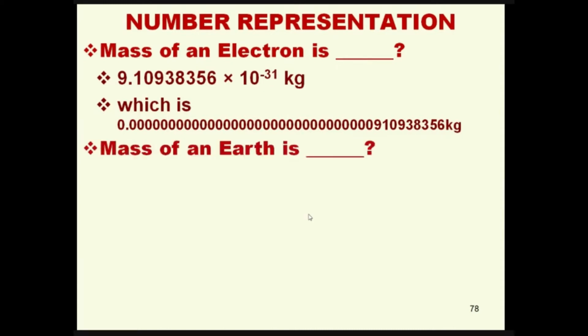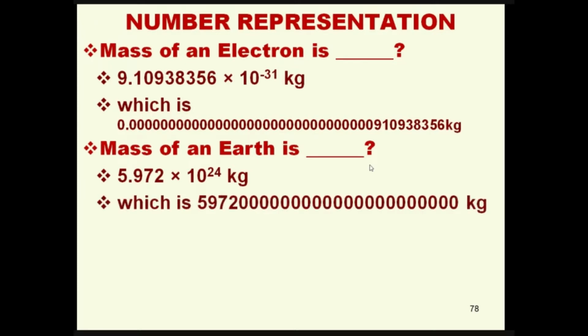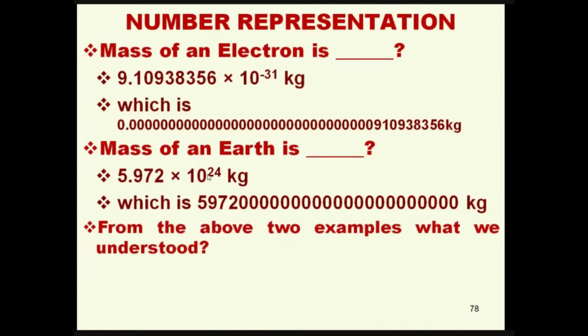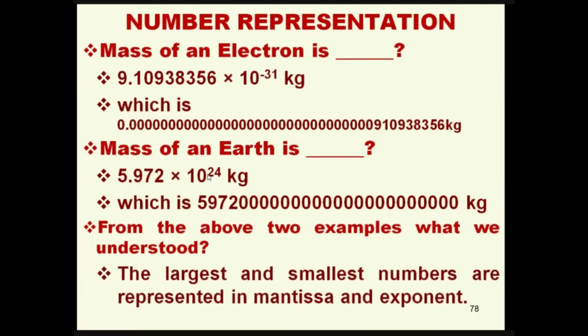Look at the screen, look at the slide, look at the cursor. The mass of the earth is 5.972 into 10 power 24 kilogram, which can also be represented like this, 5.97200000000 kilogram. So it is very tedious to go through this. Hence, we prefer mantissa and exponent to represent the smallest value as well as the largest value. So from the above two examples, what we understood is that the largest and the smallest numbers are represented in mantissa and exponent.